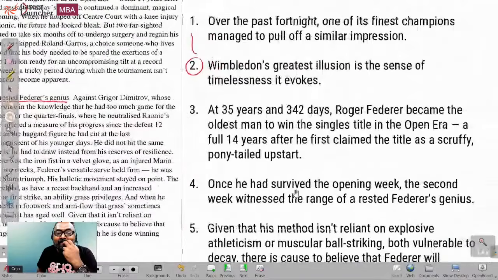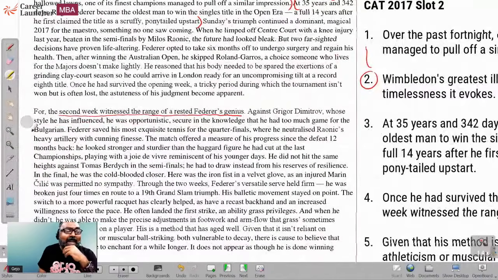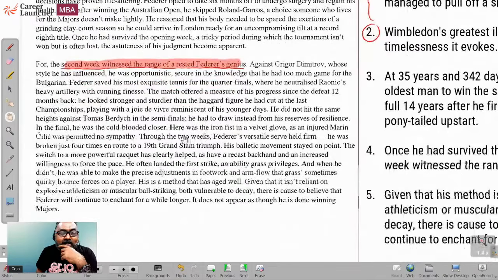Once he survives, we witness rested genius. We have an odd sentence here, right in the middle. We've got the odd sentence. But where is the last sentence? Where is that sentence? Ladies and gentlemen, where is that sentence? Oh dear God, there it is.